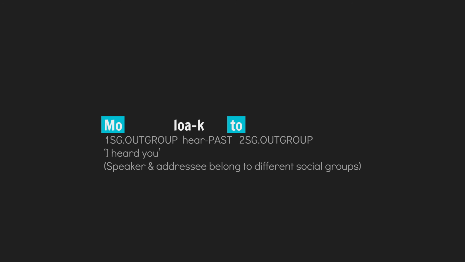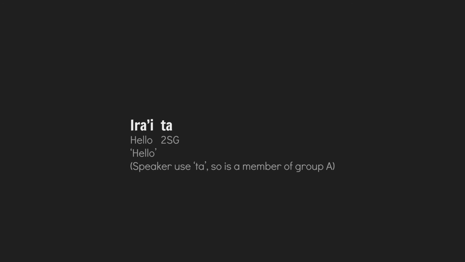Or you could say that one group uses one set of person markers exclusively, and the other group uses the other set exclusively. Ira I ta, hello. Speaker uses ta, so therefore they're a member of group A, say. Ira I to, hello. Speaker uses to, so they're a member of the other group, group B.